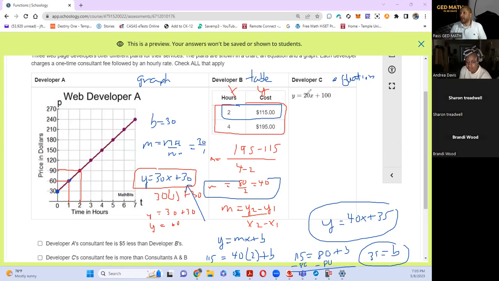So now look at the third one. That's already an equation. So $20 per hour, but the consultant fee is 100. So I know with my third option, I've got to put more money out front, but it's less per hour. So if I needed this consultant to work for a lot of hours, I'm going to pick that third one, because it might cost me more up front, but he's going to work for less per hour.